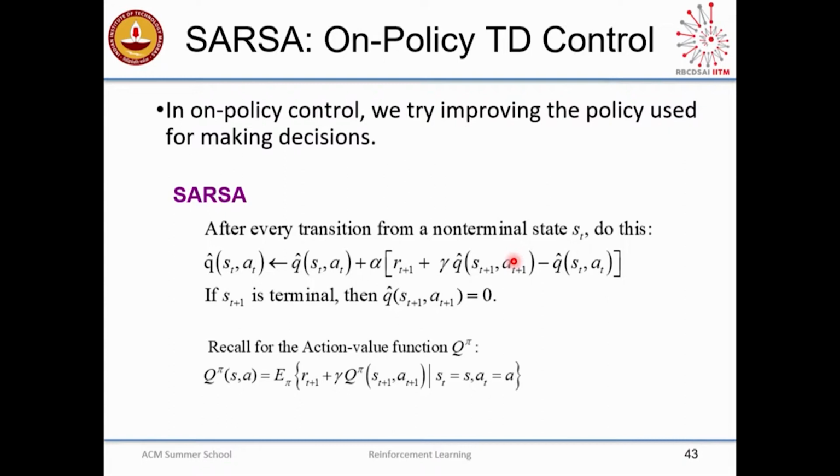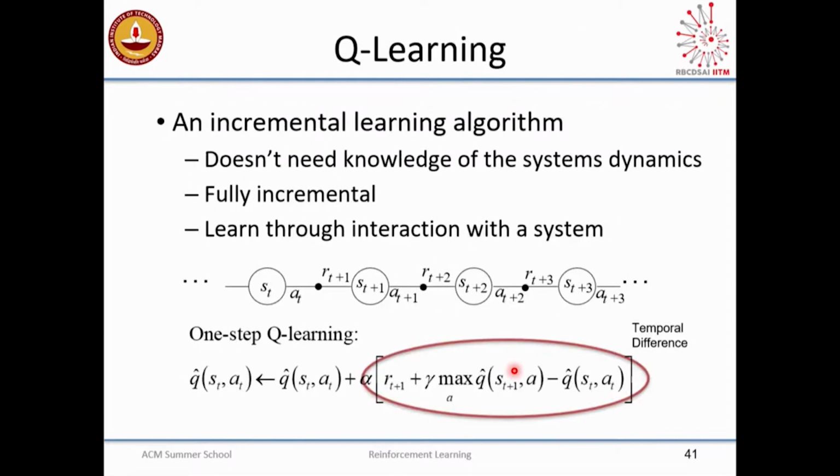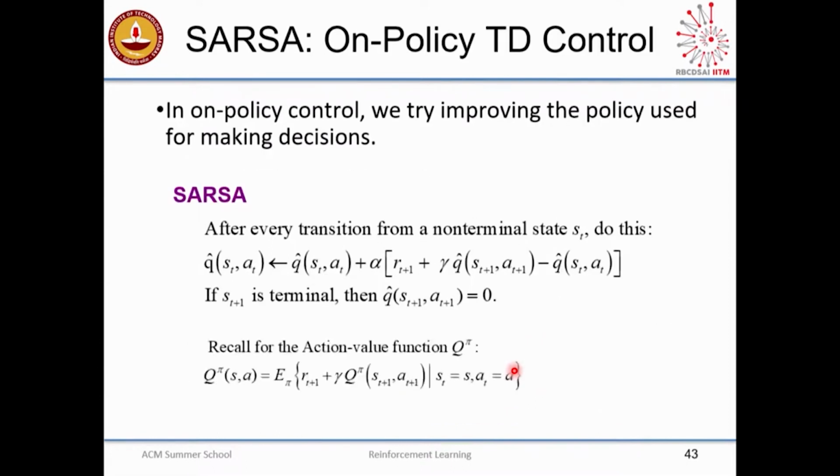Look at the expectation there. So what does the expectation there tell you? It is R_{t+1} plus gamma times Q pi of S_{t+1}, A_{t+1}, right? So this is nothing but a stochastic averaging rule for q pi, right? This is a stochastic averaging rule for q star, right? This is a stochastic averaging rule for q pi, right?